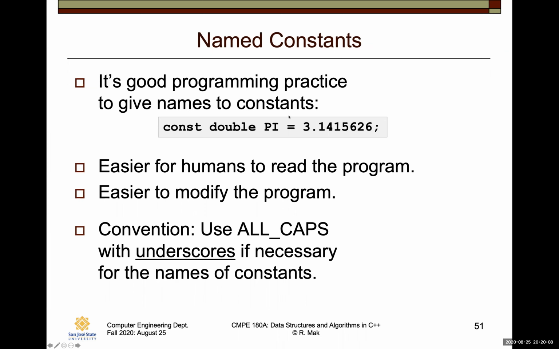Okay, so the convention is that names of constants should be in all capital letters, okay? And if necessary, if the name is made up of 2 words, you can connect them with an underscore, okay? But the convention is to use all caps for a constant, okay? If you name a constant.